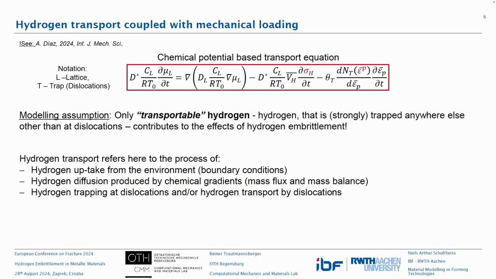This model has been recently published by Andres Diaz. And as you can see, this hydrogen transport equation looks very similar to the one we just saw. But there's one key difference. This is dependent on the chemical potential. And this yields one great advantage. We no longer need the gradient of hydrostatic stress. The gradient of hydrostatic stress is very hard to compute in Abaqus Explicit.